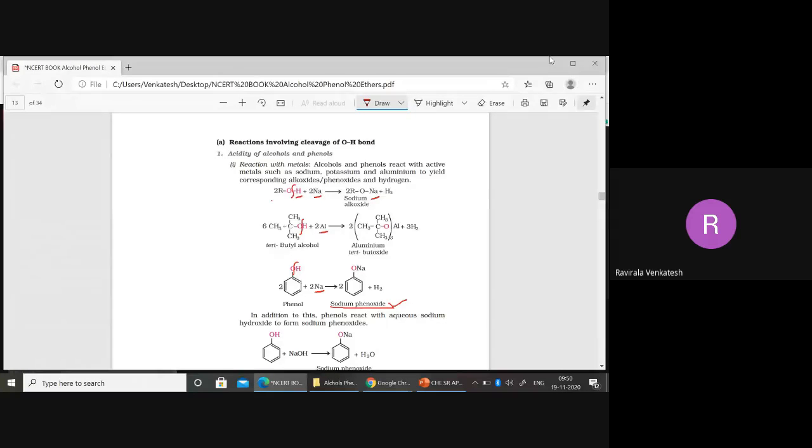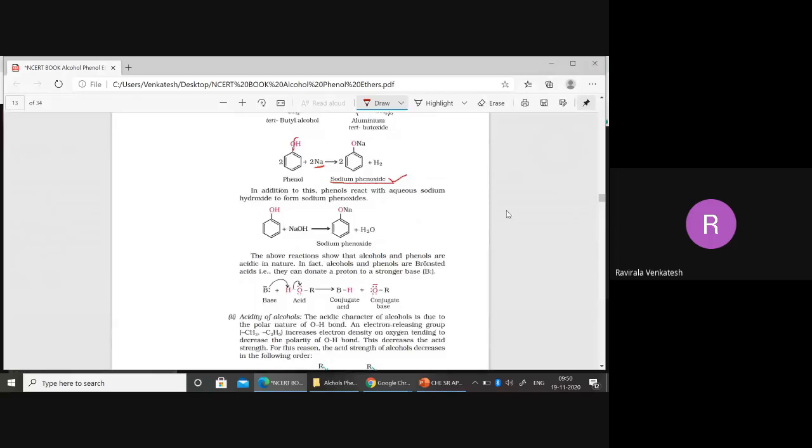So these are all acidic properties. Not only with sodium, we can do it with NaOH also, because the alcohol is a weak acid and this one is a base, so a neutralization reaction takes place. And here also, which bond will cleave? The OH bond is cleaving. So this OH bond cleavage explains the acidic character, isn't it? The acidic character of alcohols.